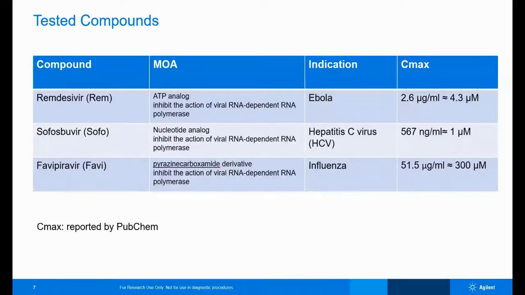These are the antiviral drugs tested in this study. Whether they are nucleotide analogs or chemical derivatives, they inhibit virus replication via inhibition of RNA polymerase. The concentrations we tested include concentrations below, at, and above Cmax. Except for this influenza drug, due to a solubility issue, the highest concentration for this drug was 300 micromolar, which is Cmax.